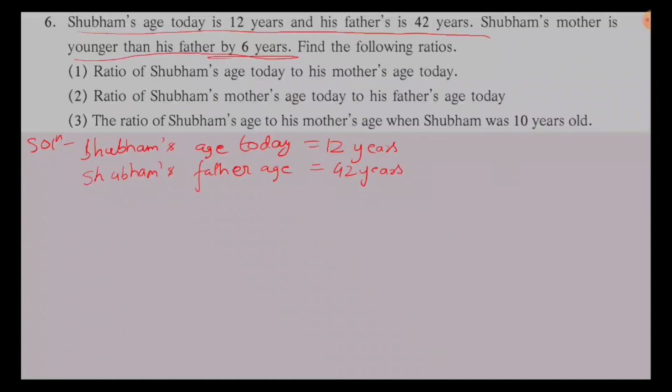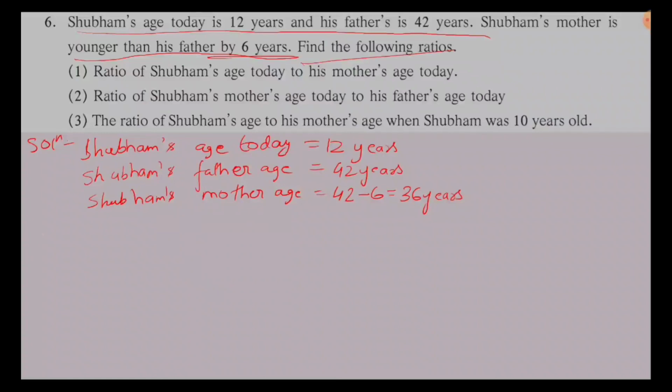Okay, Shubham's mother is what? Younger than his father. So Shubham's mother's age is equal to 42 minus 6. Why we are doing this? Because his father is 42 years and his mother is 6 years younger. Okay, so if I am subtracting 42 by 6, that means that she is 36 years old. Okay, Shubham's mother's age is 36 years old. Okay, now find the ratios.